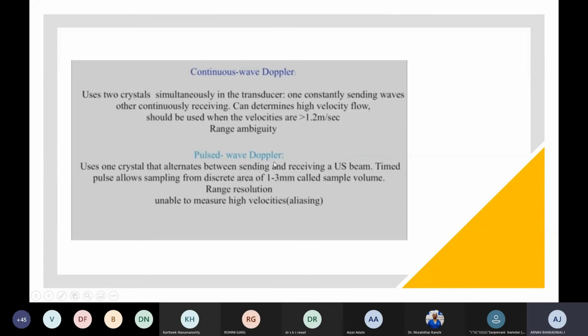Whereas pulse wave Doppler uses only one crystal that alternates sending and receiving the signals, and it is timed so that the range resolution is high and range ambiguity is not there. It is good for low velocity flows, and it can measure the sample from a discrete area of 1 to 3 millimeters.